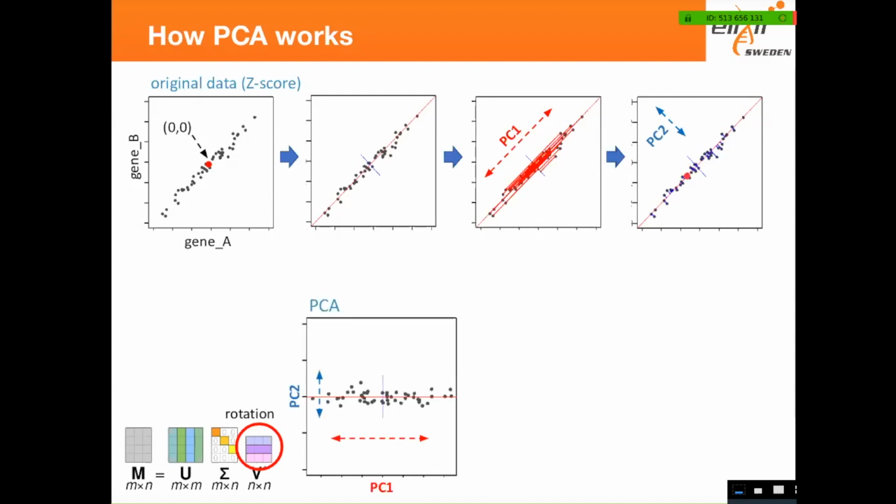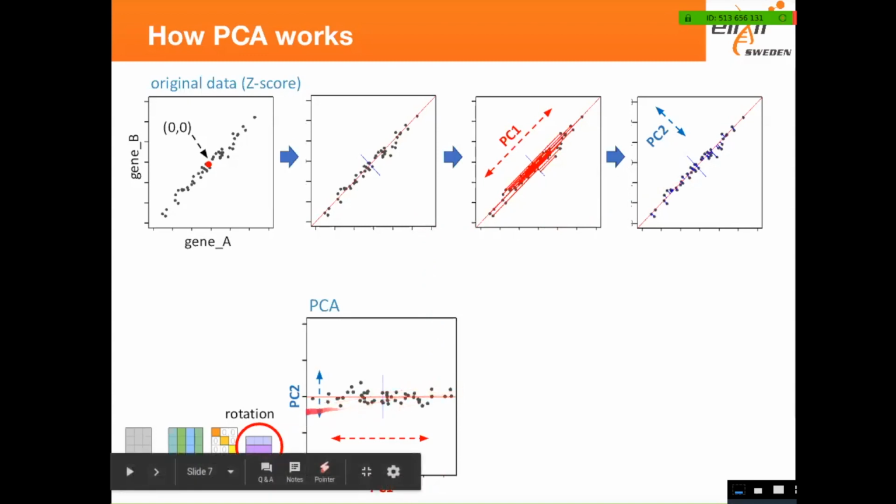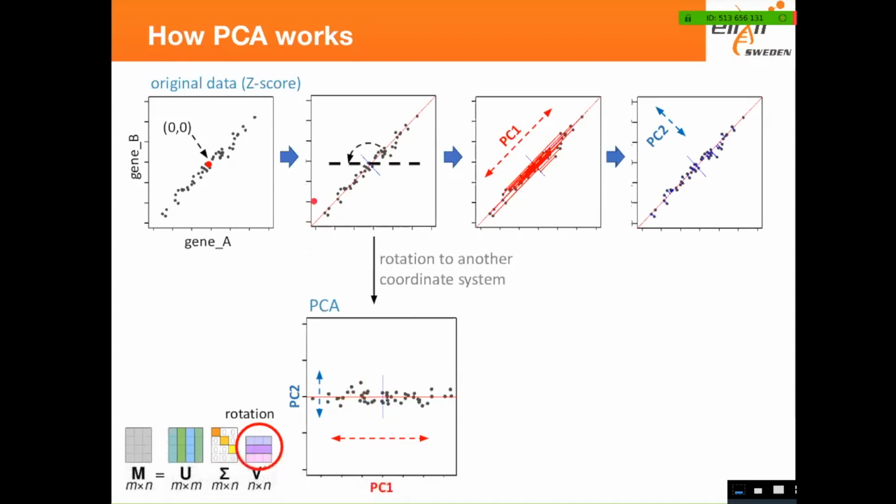So this is how the PCA of this data set will look. Then you have most of the points spread over principal component 1 and some points spread over principal component 2. And you can see that this PCA is basically just a rotation of your data to another coordinate system. So you're rotating the data so that principal component 1 corresponds to the highest variance in your data. So it's just a transformation of your data to that coordinate system.